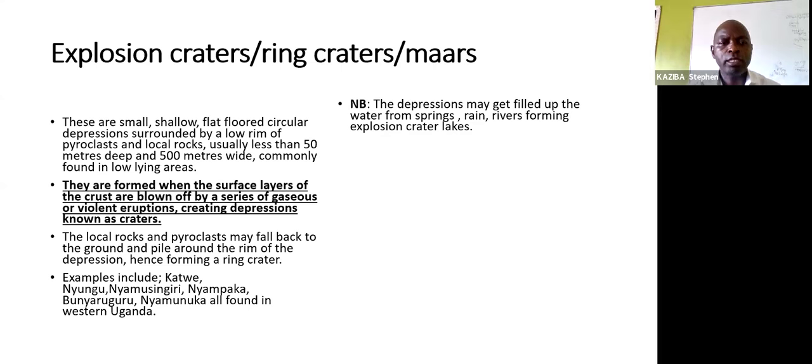Now here, you say they are formed when layers of Earth's crust are blown off by a series of gaseous, violent eruptions, creating a depression known as a crater. So the gases come from the ground and they build pressure, which pushes off the country rocks. And they push those rocks in the air and they fall back as layers of pyroclasts. Then you give us examples, Katwe, Nyungu.